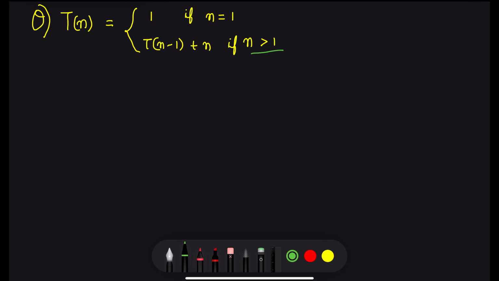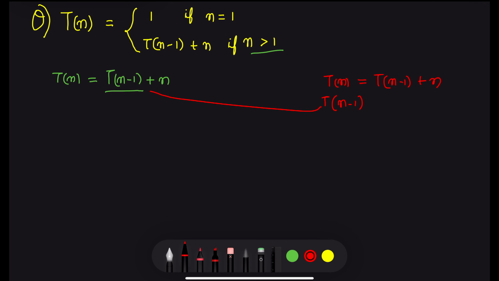Let's solve this using the substitution method. Here we have our function T(n) = T(n-1) + n. We need to find the value of T(n-1) and substitute it in this position. So to get the value of T(n-1), let's discuss it on the side. We have T(n) = T(n-1) + n, and we have to find the value of T(n-1), which we are going to substitute here.